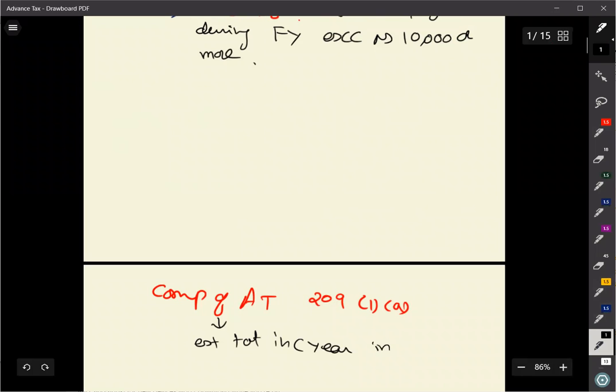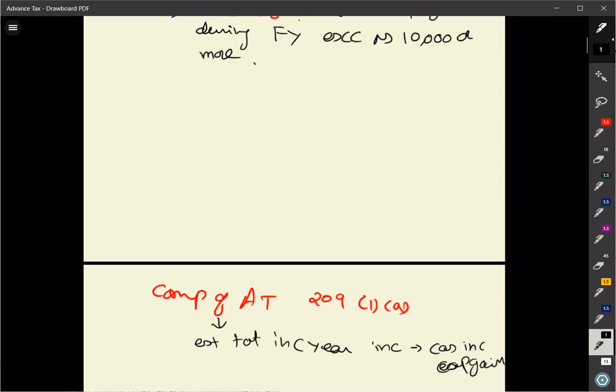This estimation should also include any sort of casual income. You might be winning some lotteries, you may be winning from crossword puzzles, you may be having any sort of casual income, and you may also be having some capital gains. So this estimated total income should be inclusive of your casual income. This estimated total income will be inclusive of your capital gain.